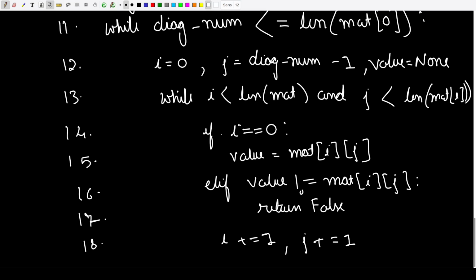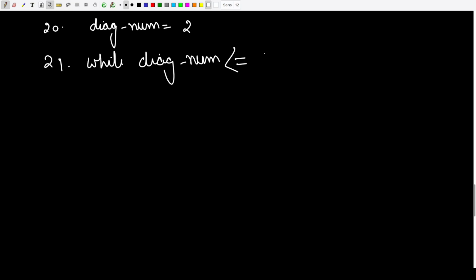And once this while loop ends, we are going to increase our diagonal number by 1, because we have to move to the next diagonal in the upper diagonal section. And in this way we will be able to cover our upper diagonal. Now let us look at the lower diagonal. So again, for lower diagonal, we are going to initialize our diagonal number equals to 2, and the total number of lower diagonals will be at most the number of rows, so that is equals to length of matrix.